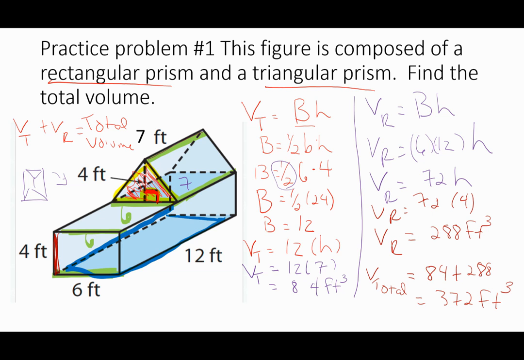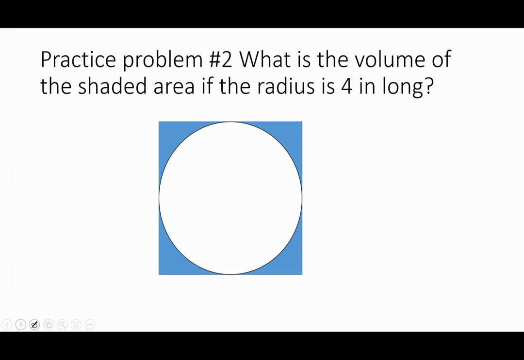Break them apart. We have our triangular prism up here and we have our rectangular prism. The only thing that was a little tricky is this 6. So if this is 6 and this is 6. All right. So we're looking at the practice problem number 2.